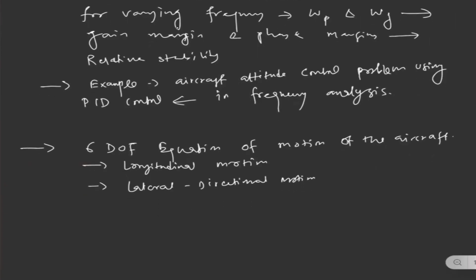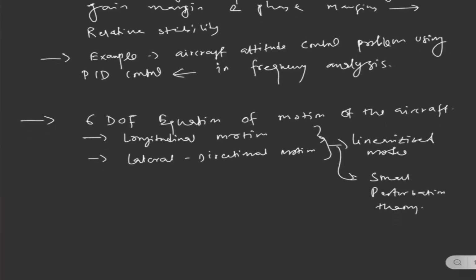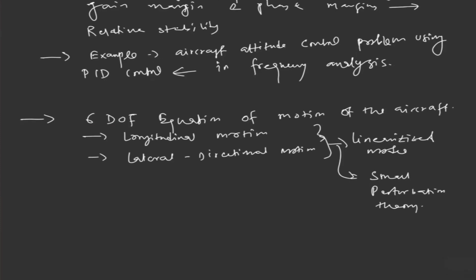For both the cases, we have come up with the linearized model using the concept of small perturbation theory. After the linearization being applied to these equations, we came up with the system in the form of x dot equal to Ax plus Bu, which is basically the state space model.